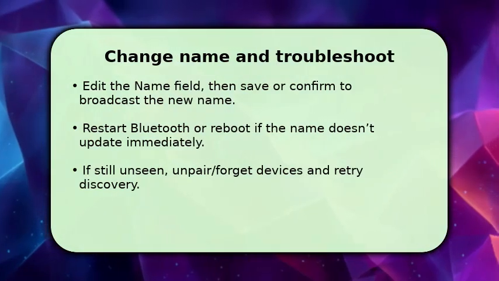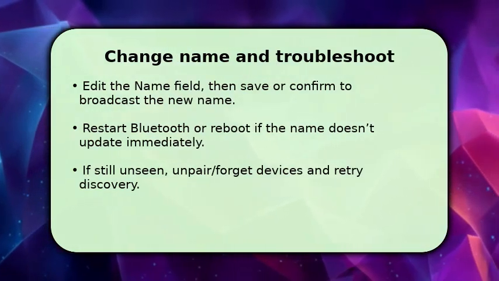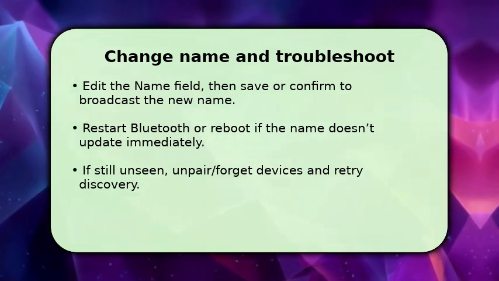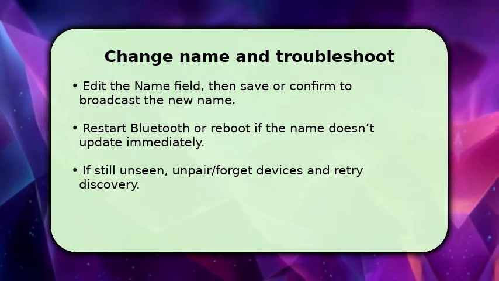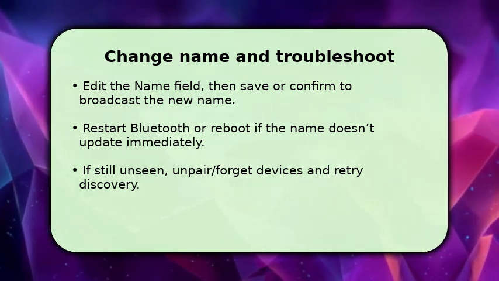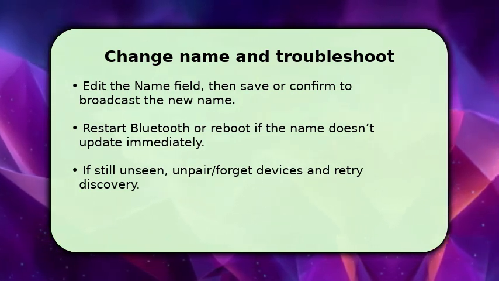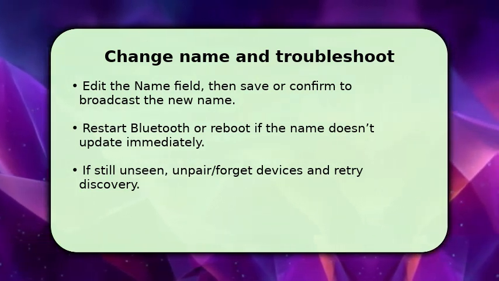Finish by editing the name field if you want a different Bluetooth label. Type the new name and save or confirm, then close settings. Once changed, turn Bluetooth off and on or reboot to force other devices to refresh that broadcast name. If it still shows the old name, make sure paired devices are forgotten and rediscover.